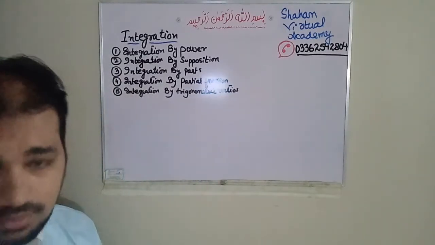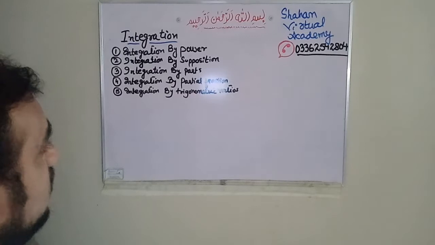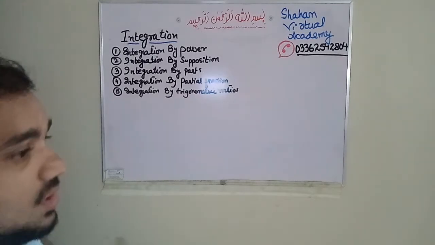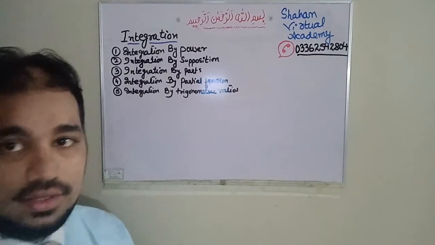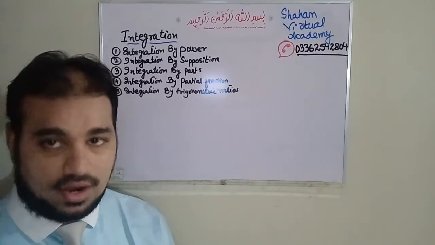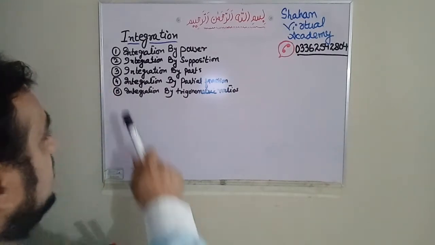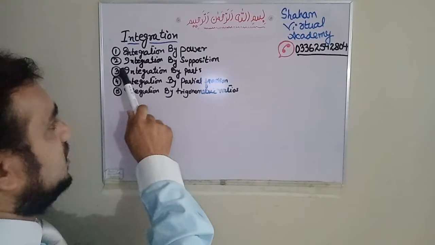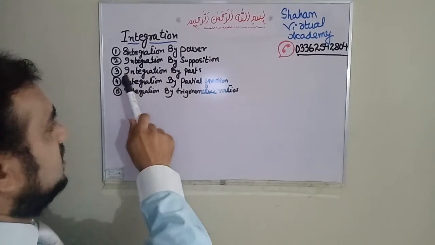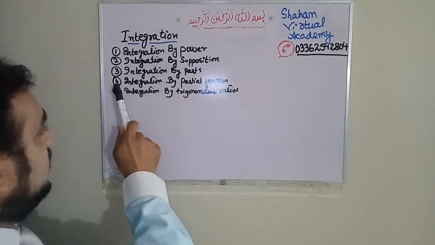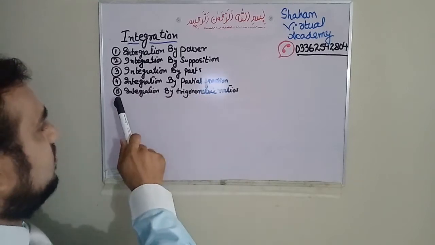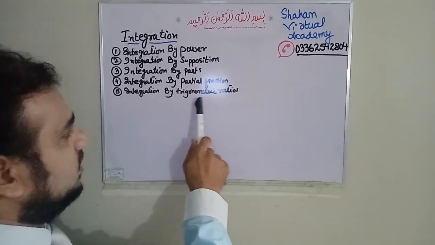Today we will discuss what integration is. Basically, we can divide integration into five different parts. Number one, integration by power. Number two, integration by substitution. Number three, integration by parts. Number four, integration by partial fractions. And number five, integration by trigonometric ratios.